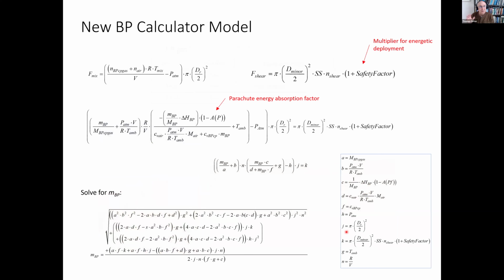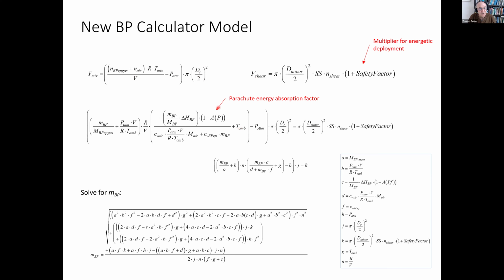Okay, so now we have everything we need to create the new black powder calculator model. And we're going to start by using the ideal gas equation with the heating of the air included. And we're going to multiply that by the cross-sectional area of the body tube to calculate the force that's generated by the black powder. And then we're going to equate that to the force that's needed to shear the shear pins, including a safety factor that's needed to go from a marginal deployment to an energetic deployment. And when we do that, then we're going to solve that equation for the mass of the black powder.